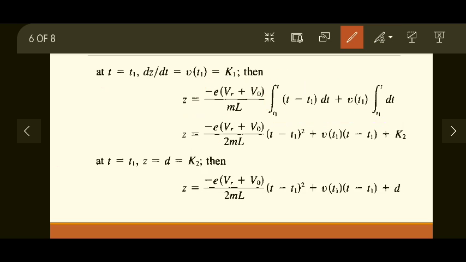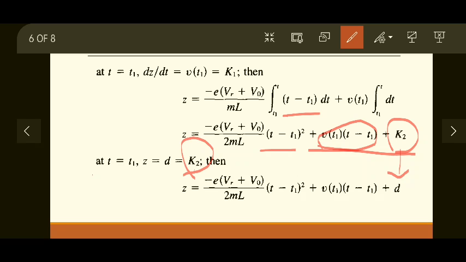Okay, so if we integrate it, we will get this equation. This will become a square term after applying the limits of integration. Then v of t1 into t minus t1 again after solving the integration, and a constant term k2. What is this constant term? Now this constant term is at t1, z is equal to d, so k2 is nothing but d, so that is what it is mentioned.